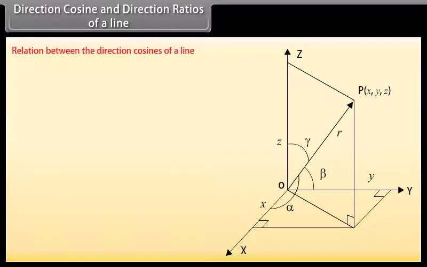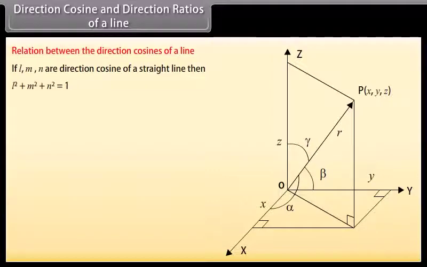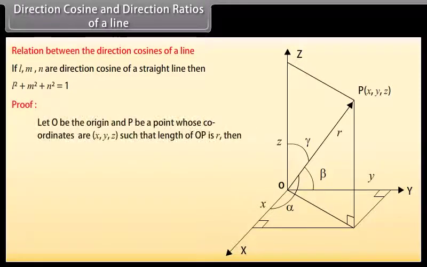Relation between the direction cosines of a line. If l, m, n are direction cosines of a straight line, then l square plus m square plus n square equals 1. Proof. Let O be the origin and P be a point whose coordinates are x, y, z such that length of OP is r, then x is equal to lr, y equals mr, z equals nr.